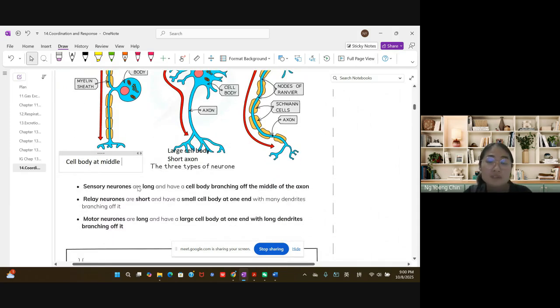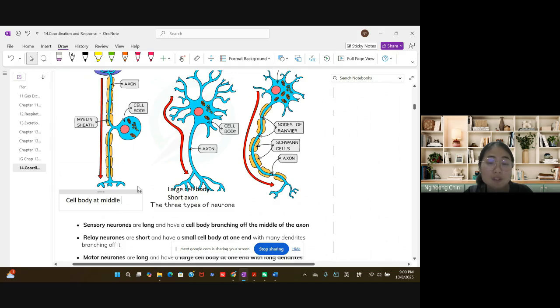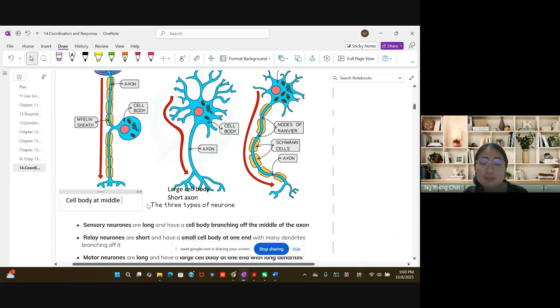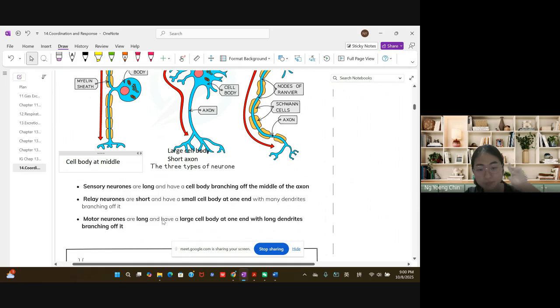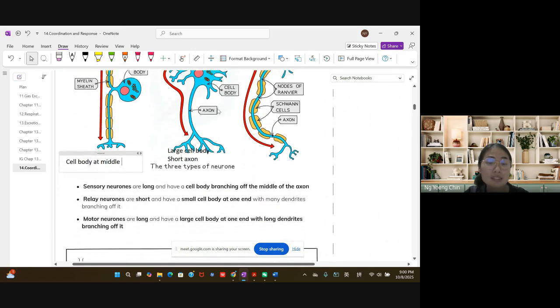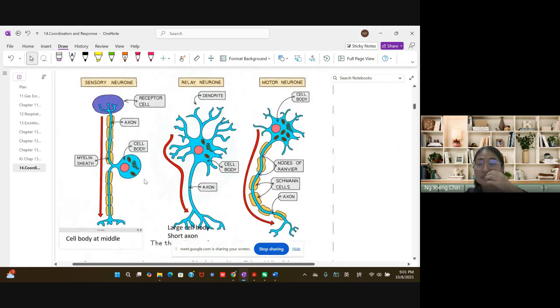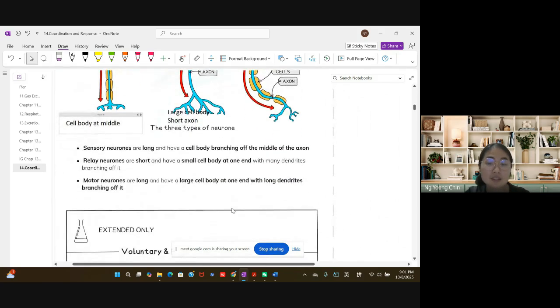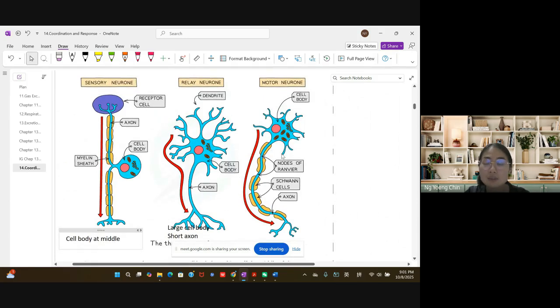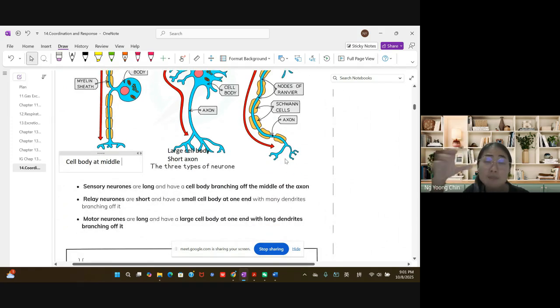The sensory neuron is very, very long, super long. They have a cell body branching off at the middle of the axon. The relay neuron itself is much shorter, and they have a cell body with many dendrites branching off it. You see the cell body, and that's all dendrites. Then the motor neuron is very, very long, and it has a large cell body at one side, along with a long axon branching off it. They will need to connect to the effector. The effector is something like the muscle or the gland, because the effector itself can produce a response.